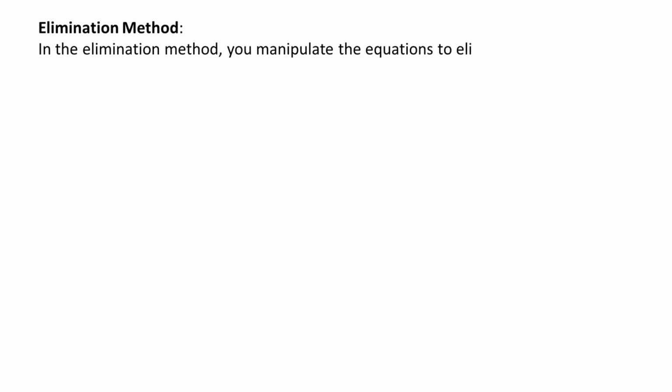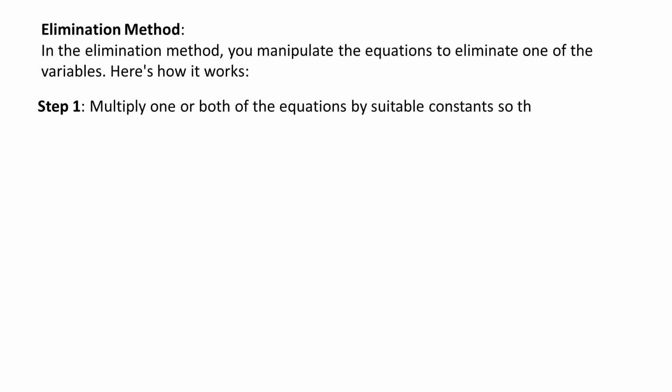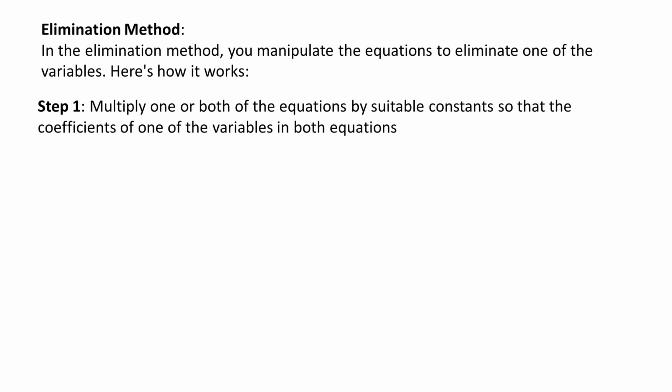Elimination method. In the elimination method, you manipulate the equations to eliminate one of the variables. Here's how it works. Step 1. Multiply one or both of the equations by suitable constants so that the coefficients of one of the variables in both equations become additive inverses. That is, one positive and one negative.